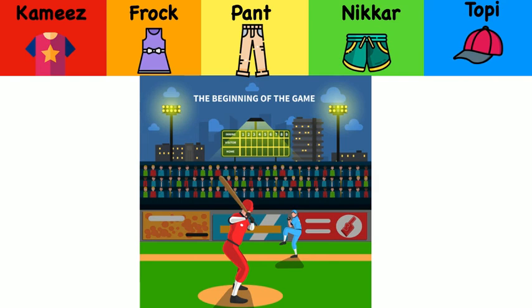Now, what if you were going to a baseball game? Out of all the items at the top, what would you probably wear if you were going to go watch a baseball game? Would you wear a kameez, a frock, pant, nikkar, or topi? Well, if it's really garam outside, then you might choose to wear a kameez and nikkar with a topi. But if it's kind of chilly, you might decide to wear kameez, pant, and topi.